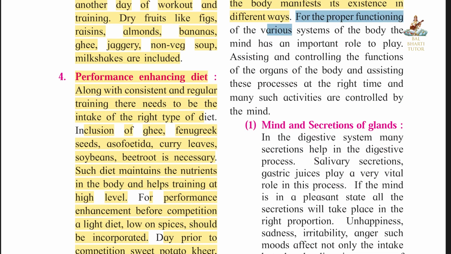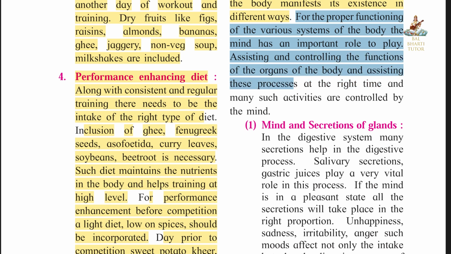The human mind, although not a visible element in the body, manifests its existence in different ways. For the proper functioning of the various systems of the body, the mind has an important role to play, assisting and controlling the functions of the organs of the body and assisting these processes at the right time, and many such activities are controlled by the mind.